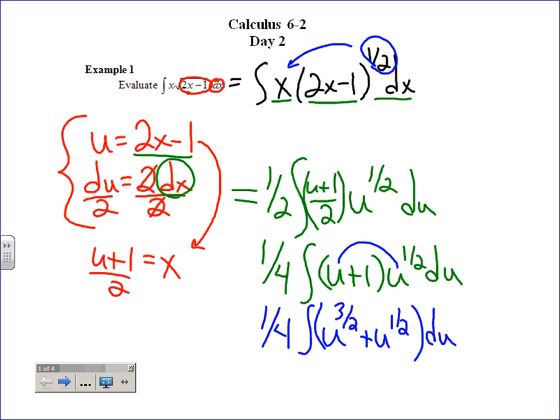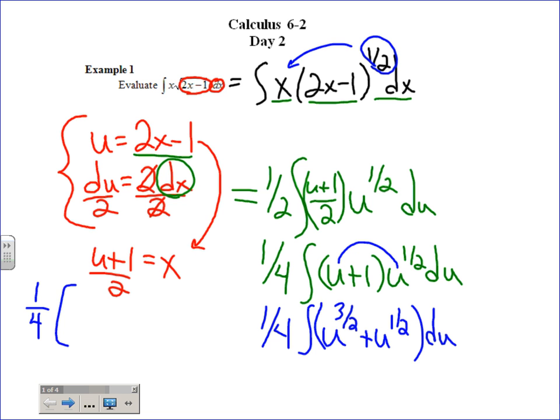Well, let's go ahead and see what that is. So here's how I would probably write it. Just throw that 1/4 out here. U to the, take it up a power. So it's 3/2, take it up a power is 5/2. And then 2/5. Everybody's probably getting pretty used to that by now.